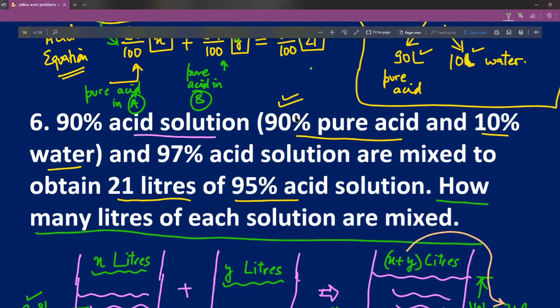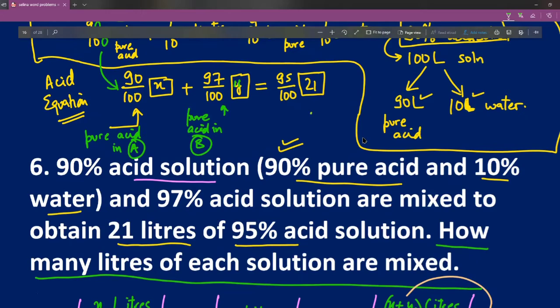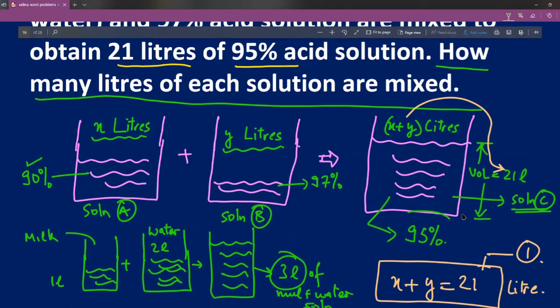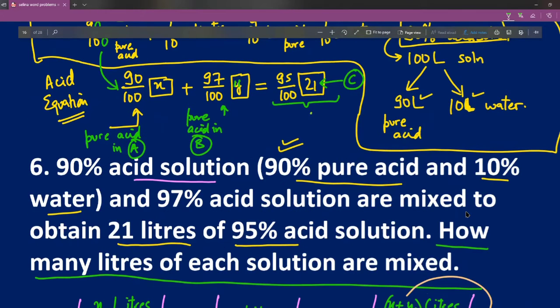These two mix together to form this solution. This 21 liter is actually the mixture, and if you see, the concentration of this is 95%. So this amount is actually the pure acid in C. Tricky question, I'm repeating again and again. So this is my equation number 2.